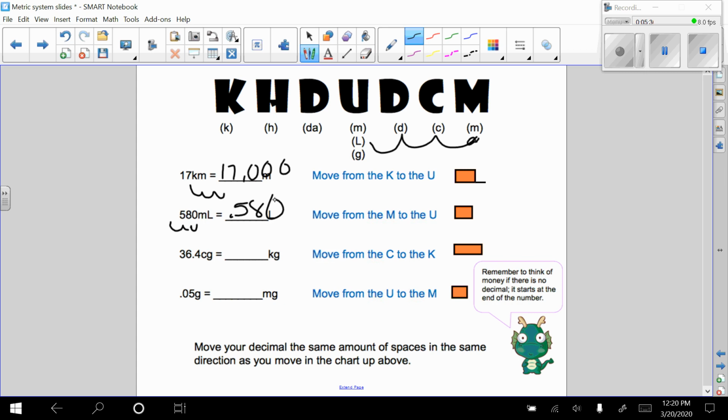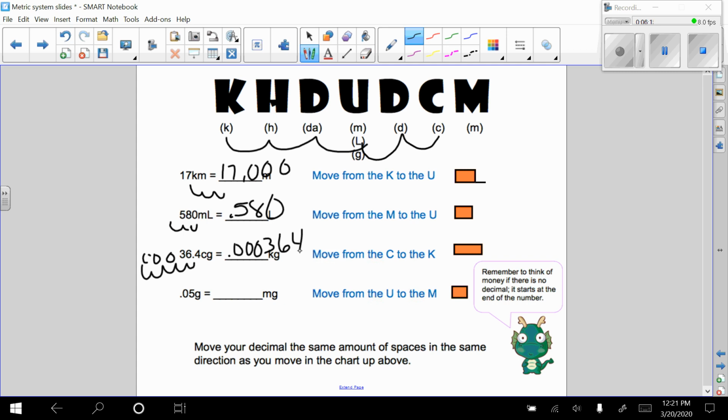Now, 36.4 centigrams to kilograms. Again, we're going to start at the centigrams, the C, and go to the G, 1, 2, so we're going to kilograms. 1, 2, 3, 4, 5 spots I have to go. I'm moving 5 spots to the left, which means my decimal point needs to move 5 spots. 1, 2, 3, 4, 5. And remember, if nothing's there, I'm filling in all those zeros. So 0.00036, and don't forget that 4 there at the end.